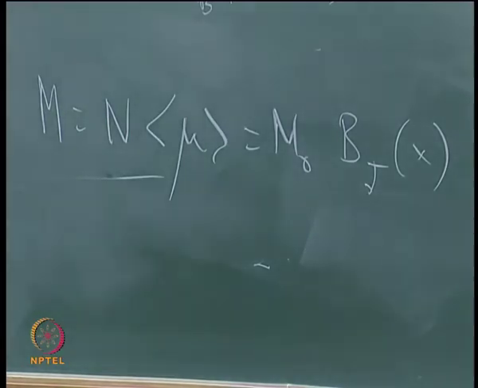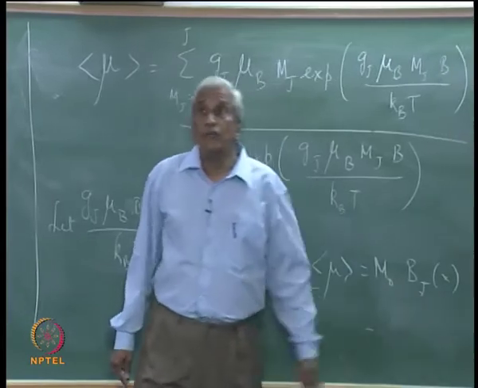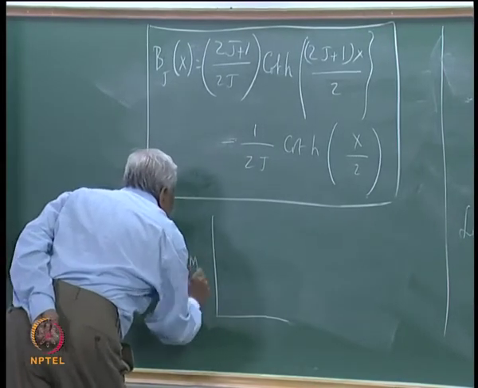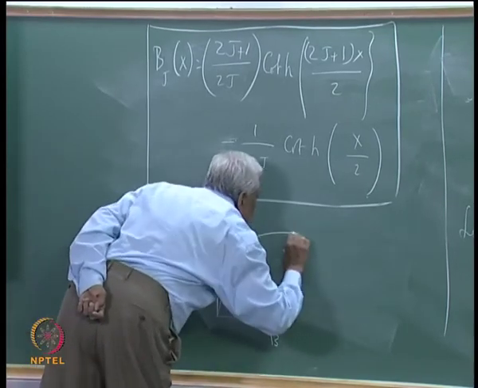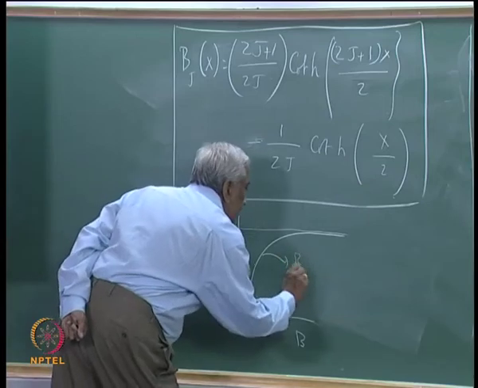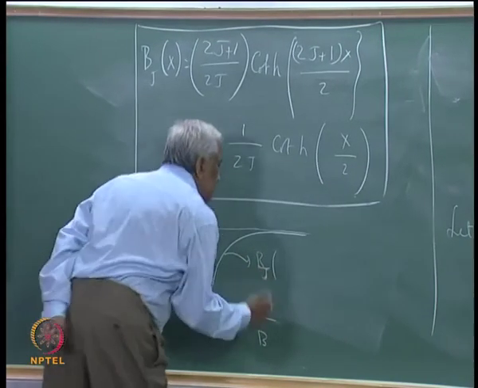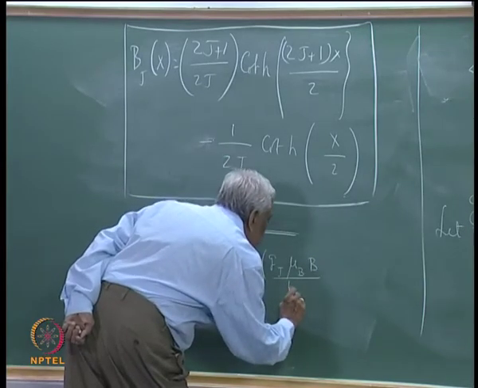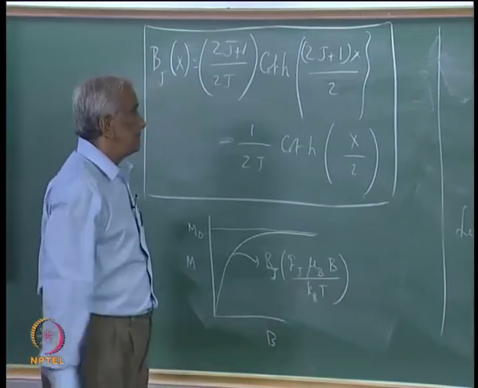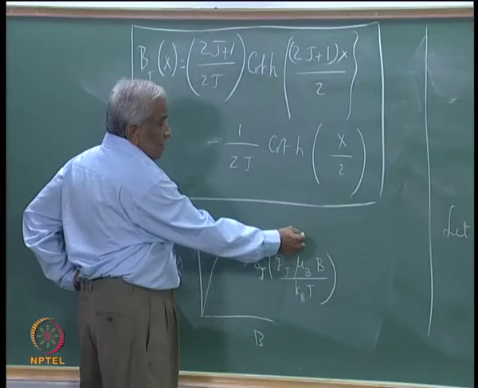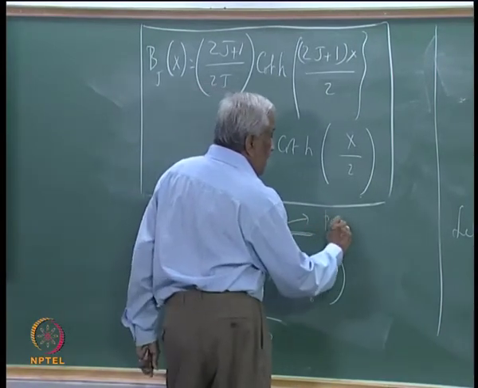So, we can graphically show the variation of M associated with a given j value for different choices of magnetic moments. So, the overall variation has a form like this, M versus B goes like this. So, that is M naught. So, this is the B j of x, where x is g j mu B B by kBT. So, we can see several features. A given magnetization always approaches a saturation. So, this is the phenomenon of paramagnetic saturation.